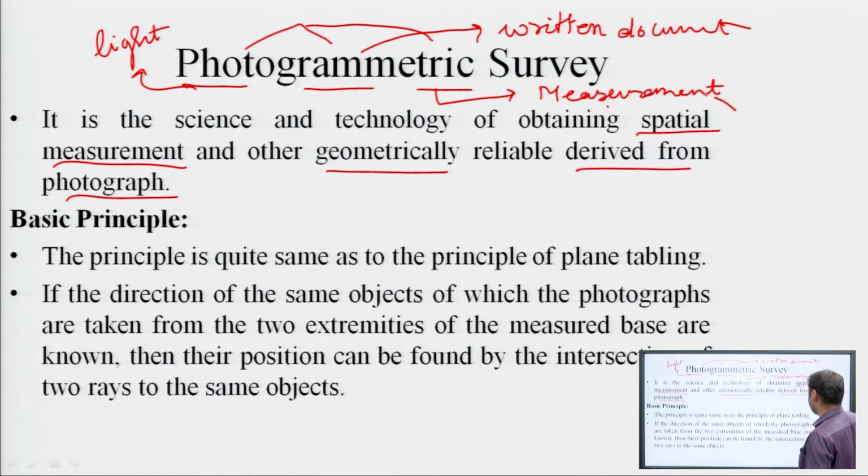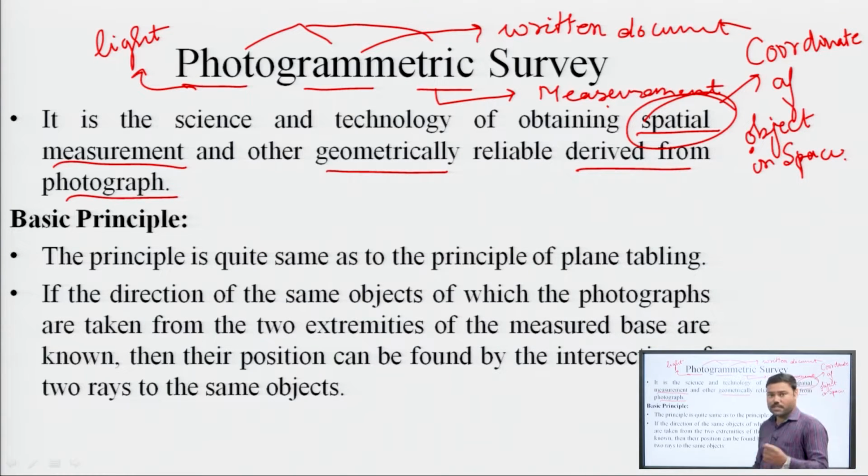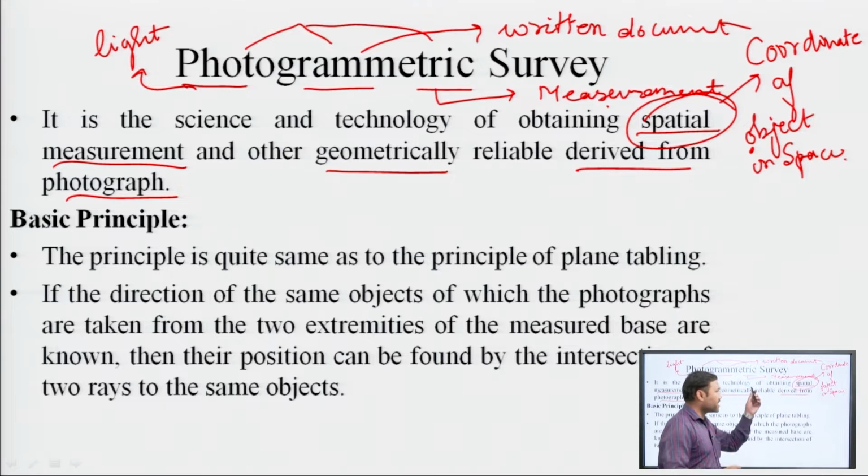So, what is spatial measurement? Basically, spatial measurement is related to the coordinate of an object in a space. Thus, we can say that photogrammetric survey or photogrammetric basically is the science and technology of obtaining spatial measurement and other geometrical data that can be derived from the photograph.